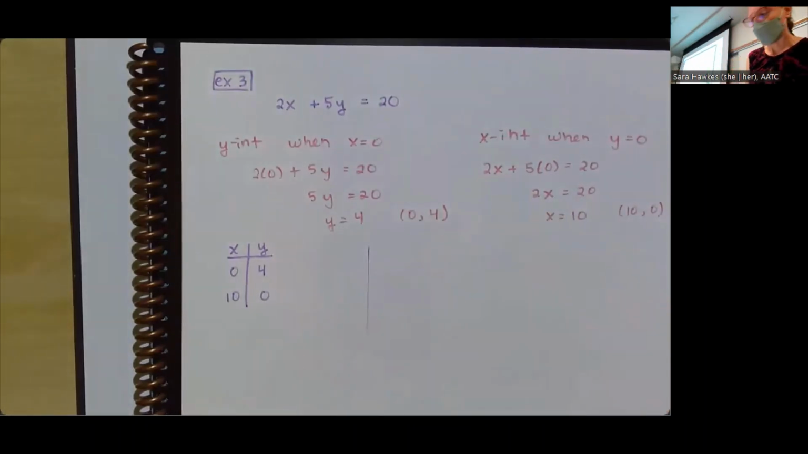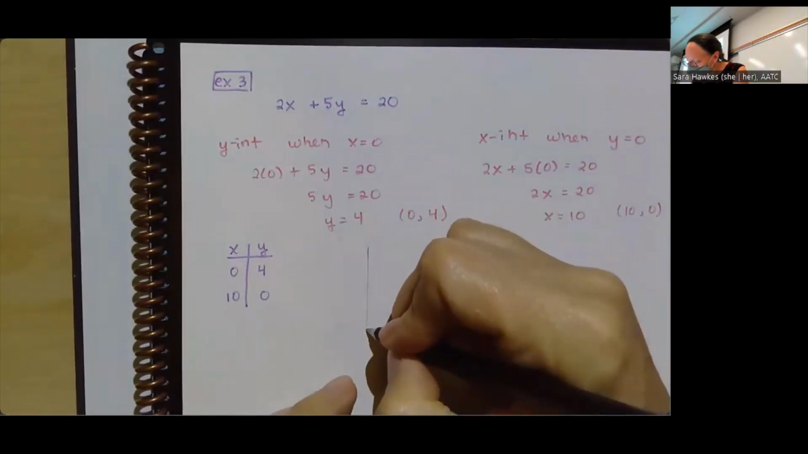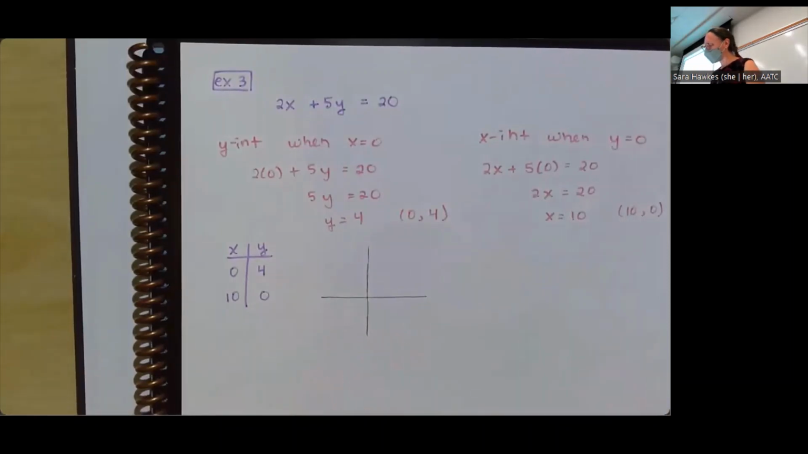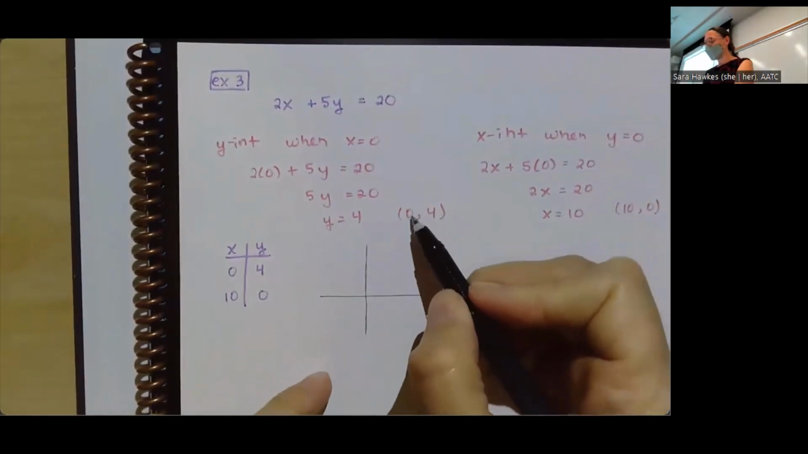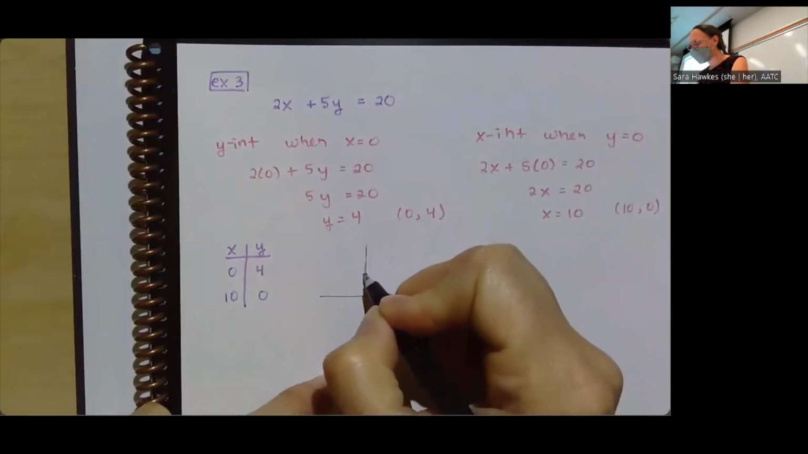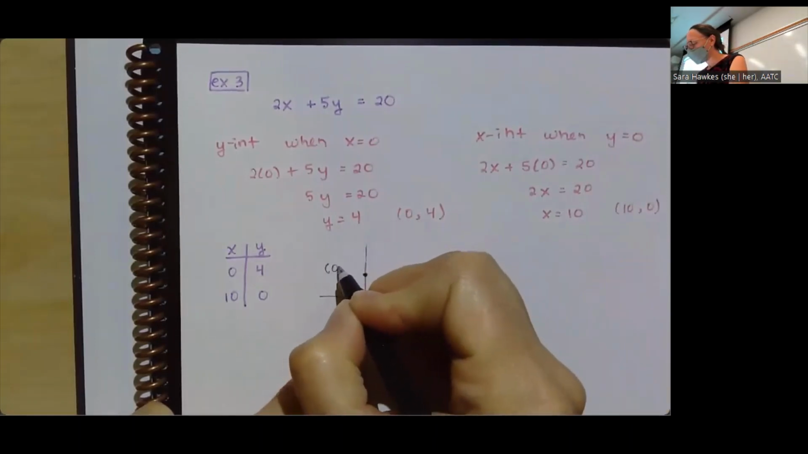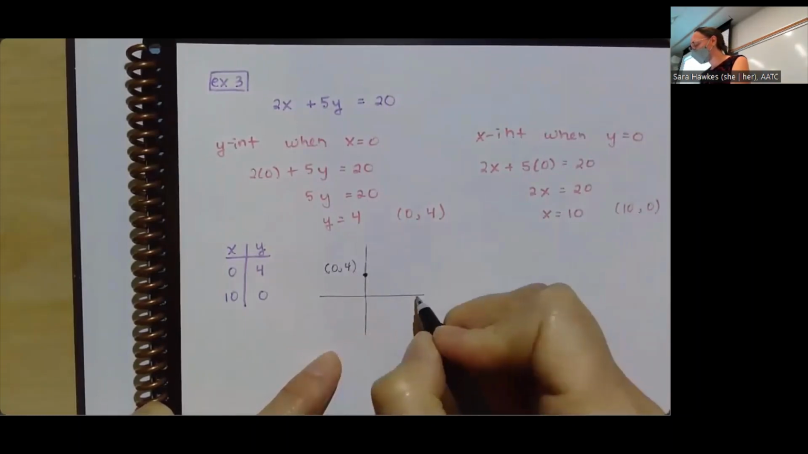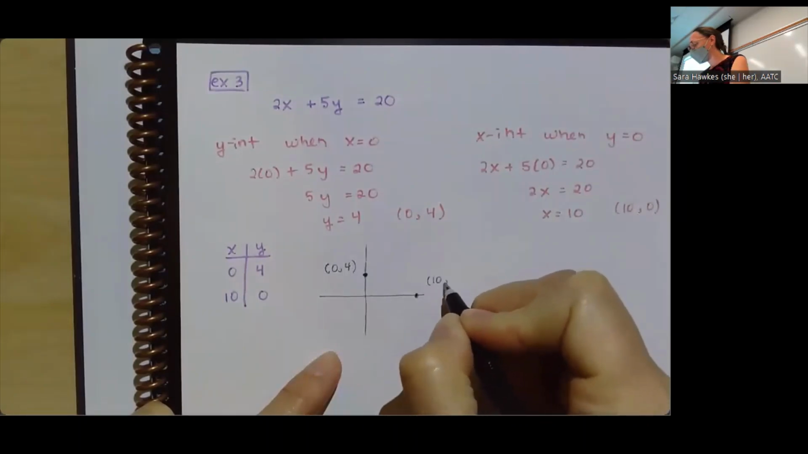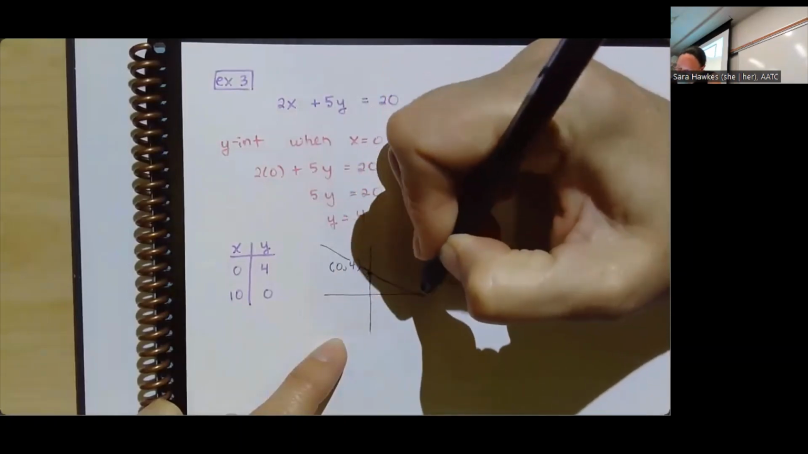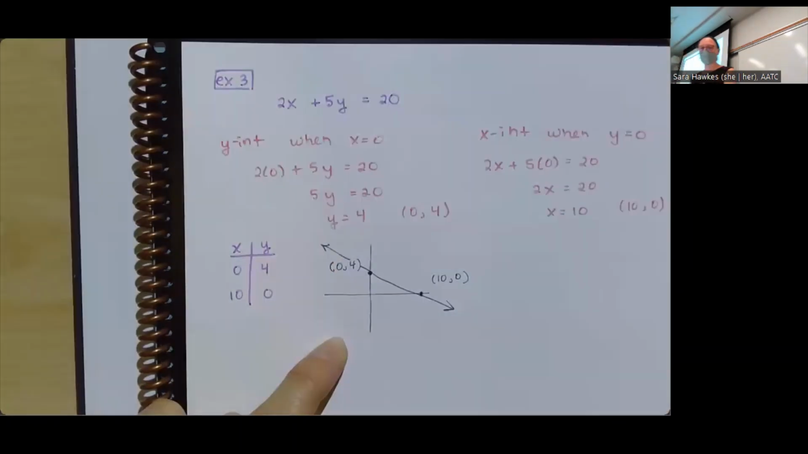That time is dying on me, so let me try another one. 0, 4 for my y-intercept means I'm going up 4. And 10, 0 says I'm moving 10 to the right. And somehow I always manage to write my numbers exactly where I need my line to go, but good enough.